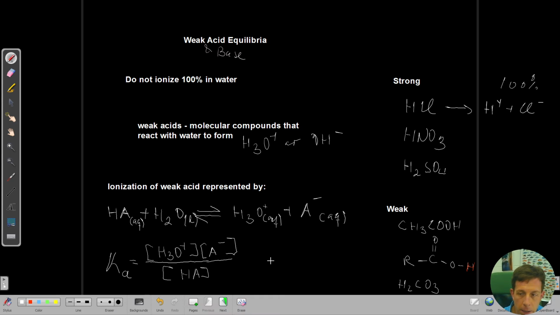This acid ionization constant we can usually just look up in a table. As Ka increases, that means that the acid is a stronger acid. So the bigger Ka is, the stronger the acid is, because that means we have more of these acidic products right here.